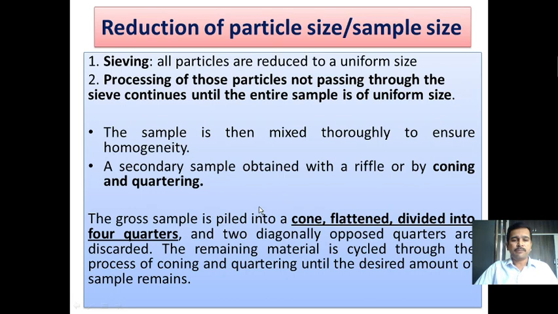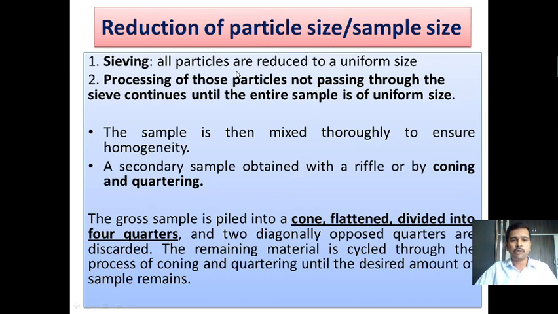So this step has the steps, namely coning, flattening, converting into 4 quarters, discarding opposite quarters, and introducing the 2 opposite quarters which are present diagonally for further processing of coning and quartering until the laboratory sample is obtained. So this is a very important step in converting large sample size to small sample size.